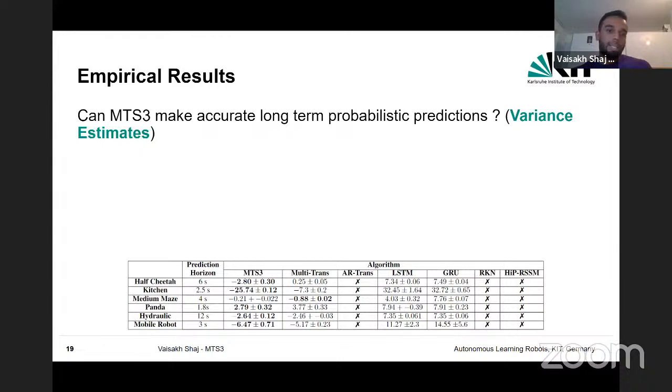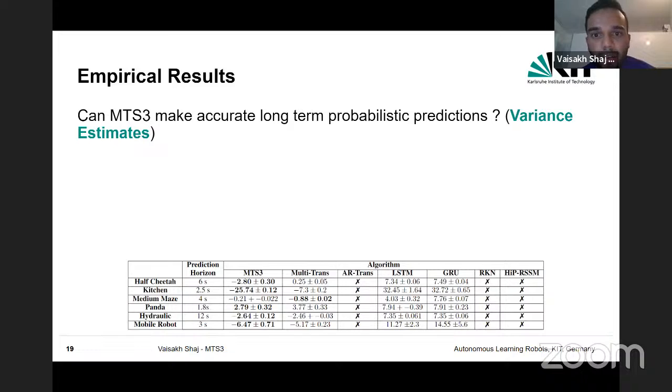Okay. So coming back to the variance or uncertainty estimates: we are a probabilistic model, so it was not very surprising that we are good compared to deterministic models like transformers, LSTMs or GRUs when it comes to variance estimation. The deep Kalman models that I talked about, like Kalman networks, recurrent Kalman networks, and hidden parameter recurrent Kalman networks, are probabilistic models, but they can't model very long horizons. So their means are also very bad, and we don't care about their variances, which were really bad.